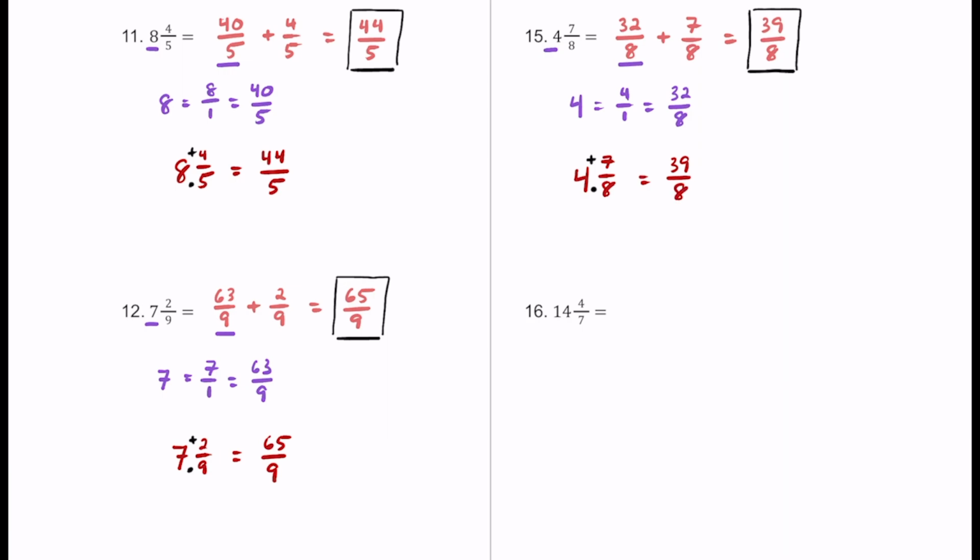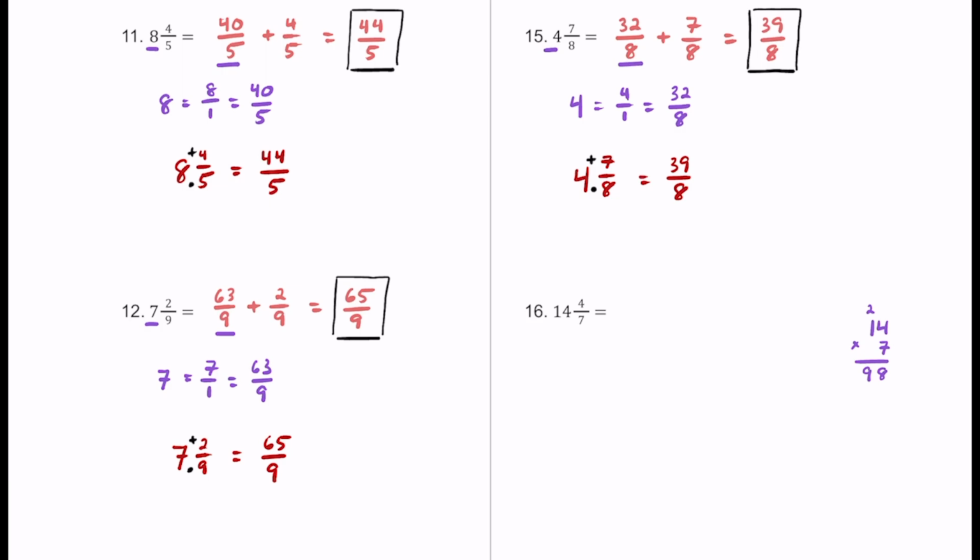And finally, for number 16, we have another set of mixed numbers here. So we have 14 and 4/7. Now, if we want to rewrite the 14 in terms of sevenths, you might need to know what 14 times 7 is. So if you want to do that on the side, feel free to do so. 4 times 7 is 28. Put the 8, carry the 2. 7 times 1 is 7 plus 2 is going to be 9. So we have 98.